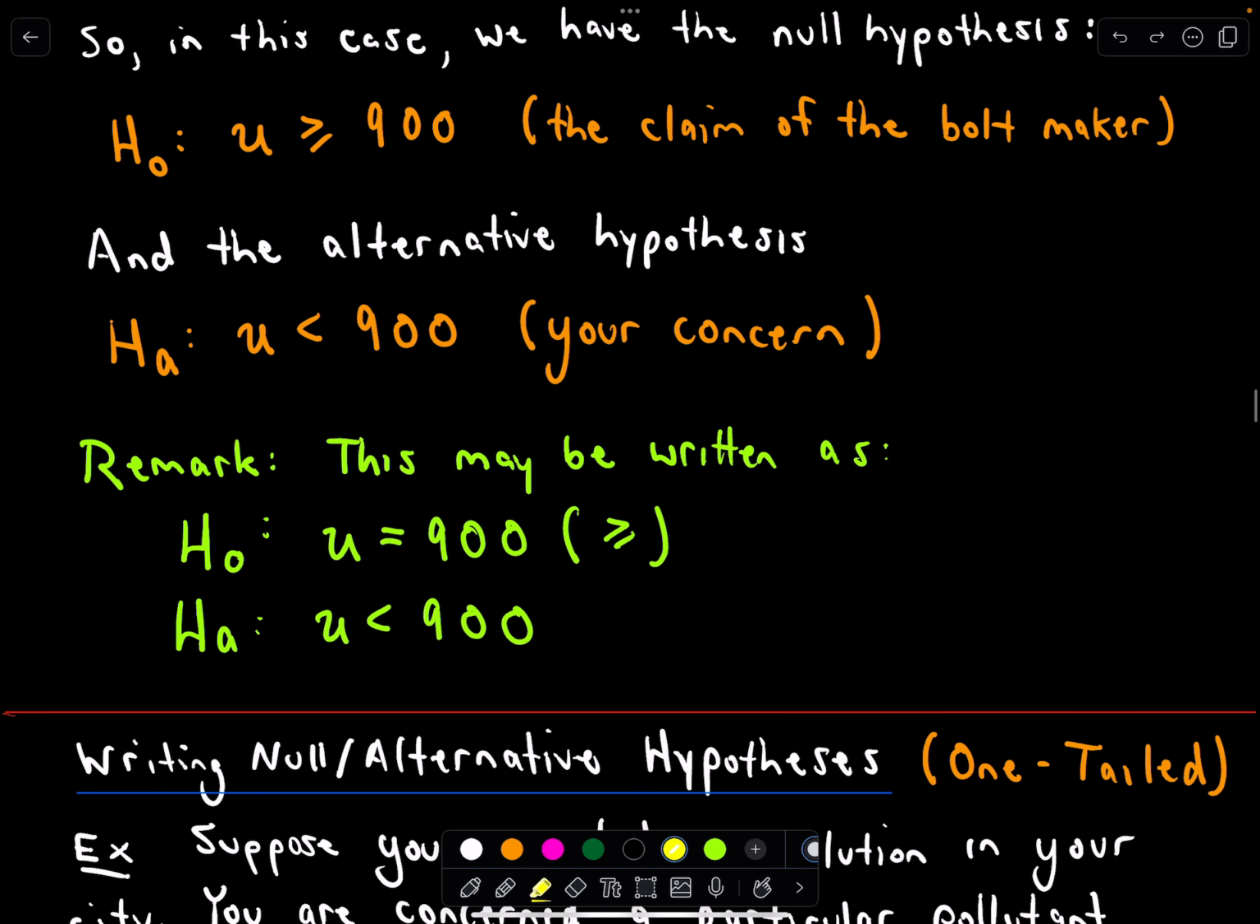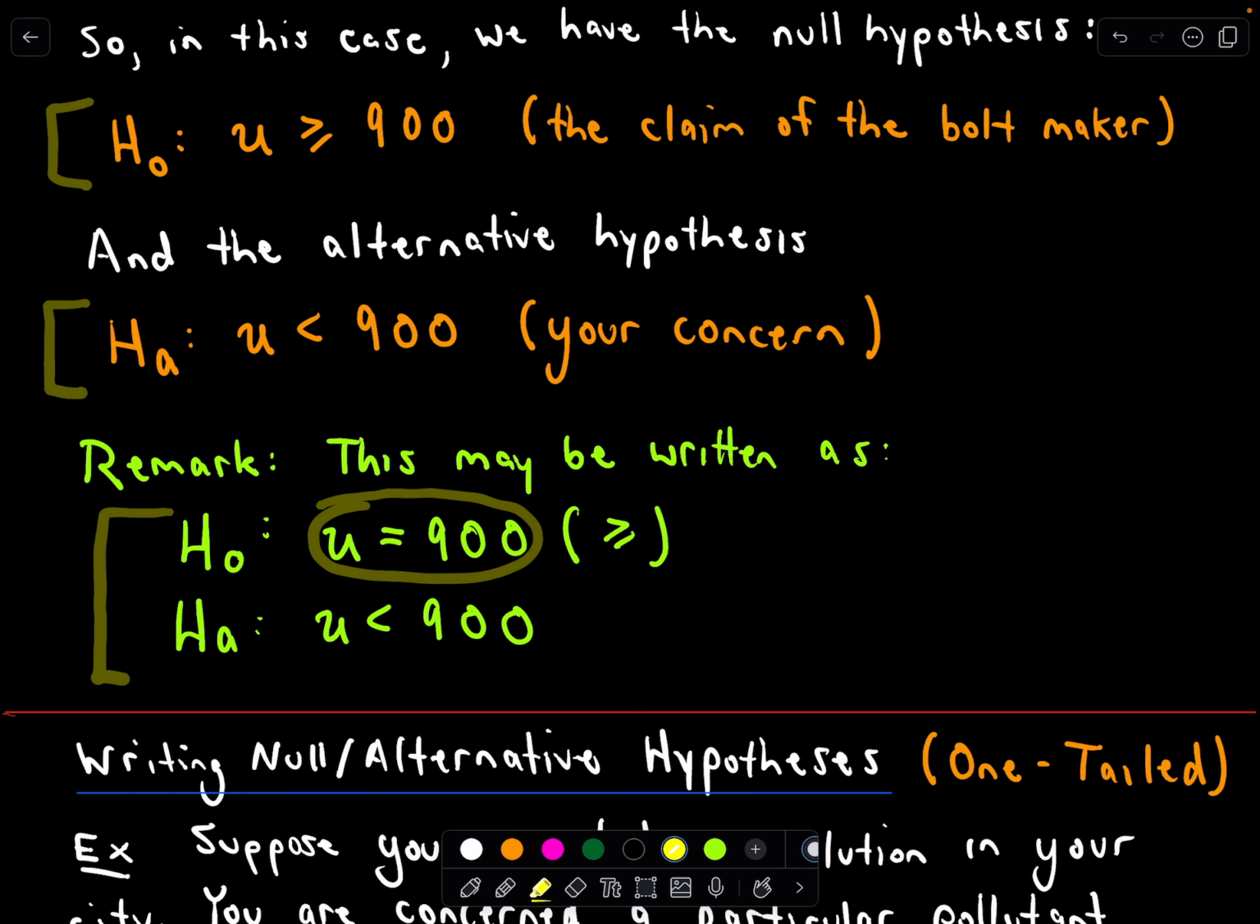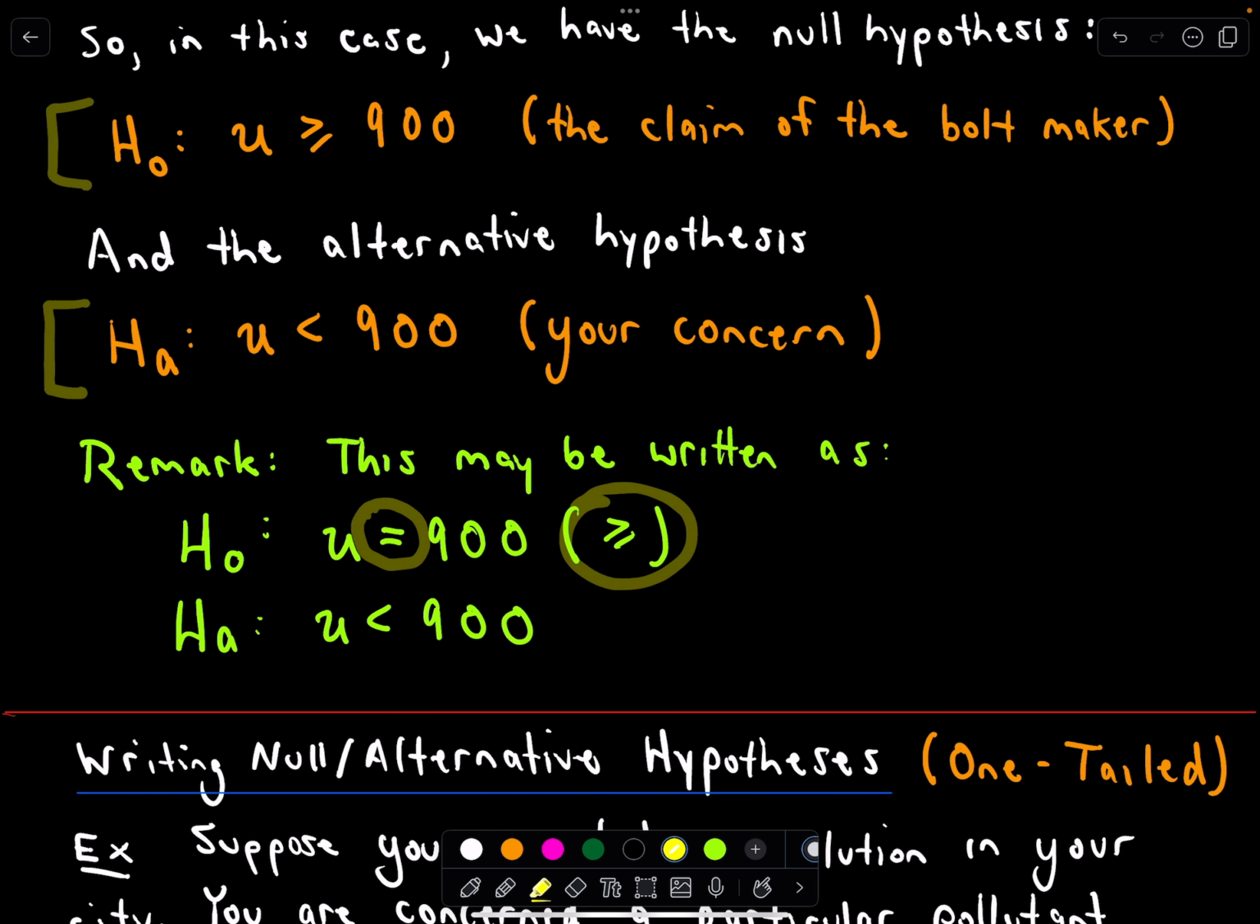Now, a little remark. We've got this null hypothesis and this alternative hypothesis. These can be rewritten as follows. Sometimes you may just write that the null hypothesis, for example, is that the mean is equal to 900, and that the alternative hypothesis is less than 900. Notice we have the same alternative hypothesis, but it doesn't look like the same null. When you see this equal sign, if the other part, for example, is less than, what it really means is that that first part incorporates not just equals to, but greater than or equals to.